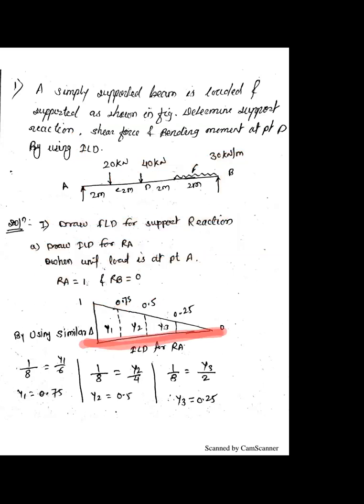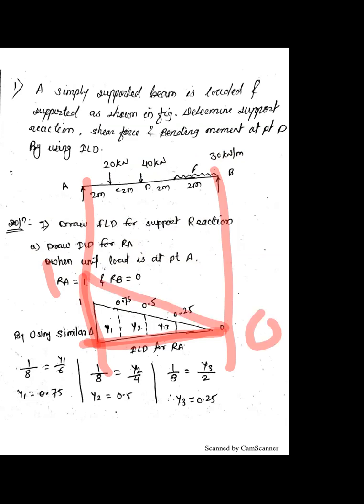This is baseline according to this. Okay. Now this is 1. Here is 0. Then join this. Now this is ILD of RA.